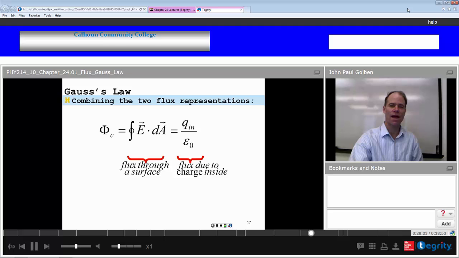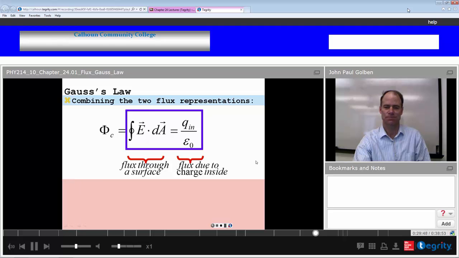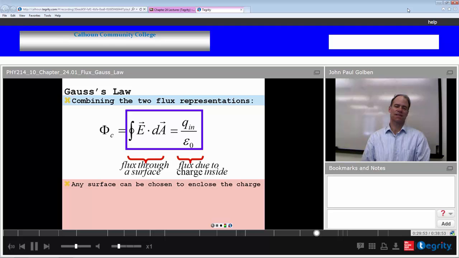So, what would happen if you had a closed surface and you calculate the flux through either method? They should be the same. So we should say that the integral of the E field dotted with dA over a closed surface should equal the flux due to the charge inside, which is the charge inside divided by epsilon naught. So we're simply saying flux equals flux. This is Gauss's law, and it is one of the most famous laws in science.